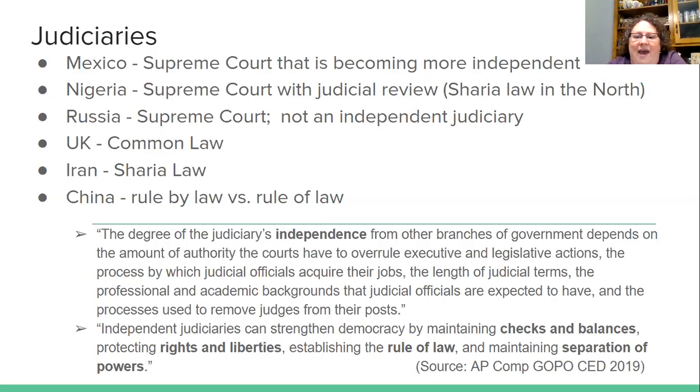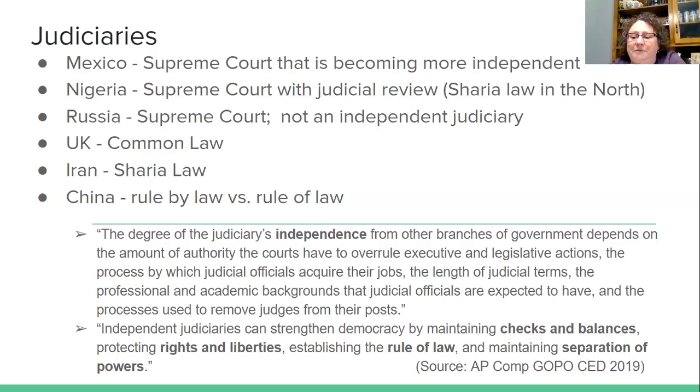In Nigeria, they have two sets of laws, if you think about it. In the north, they have Sharia law, where it's a Muslim majority, and in the south, they function with normal laws, rule of law, and they do have judicial review. We all know that Nigeria has a horrible reputation for corruption, so this is one of the things that the Supreme Court is trying to do to help fight that.